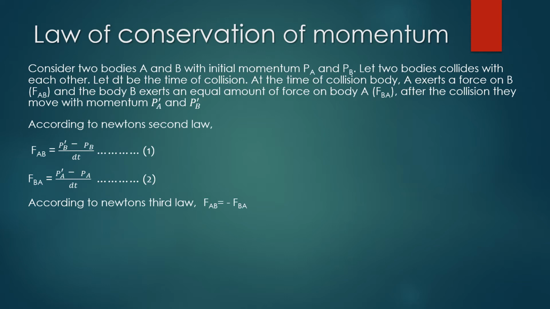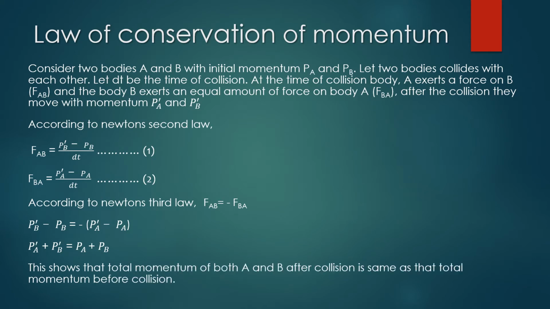Now what happens from the two equations? PB' minus PB is equal to minus (PA' minus PA). Now we can write the equation as PA' plus PB' is equal to PA plus PB. This shows that the total momentum of bodies A and B after collision is the same as the total momentum before collision.